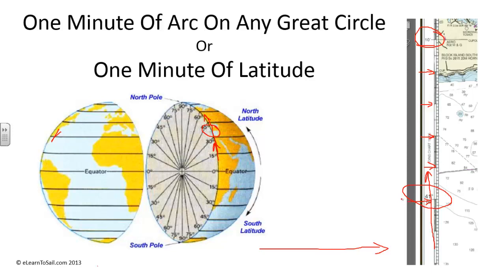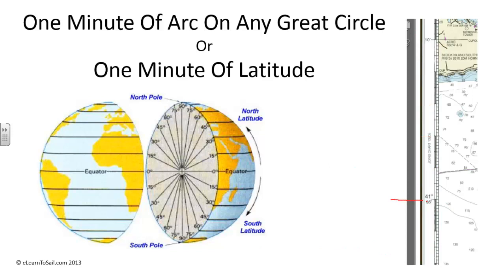But as you can see, because we're working along the edge of the chart, it also measures 1 minute of latitude. So you will hear the expression that 1 nautical mile is equal to 1 minute of latitude, and that is totally valid. However, the more accurate way of thinking about it is that 1 minute of arc on any great circle is equal to a nautical mile.